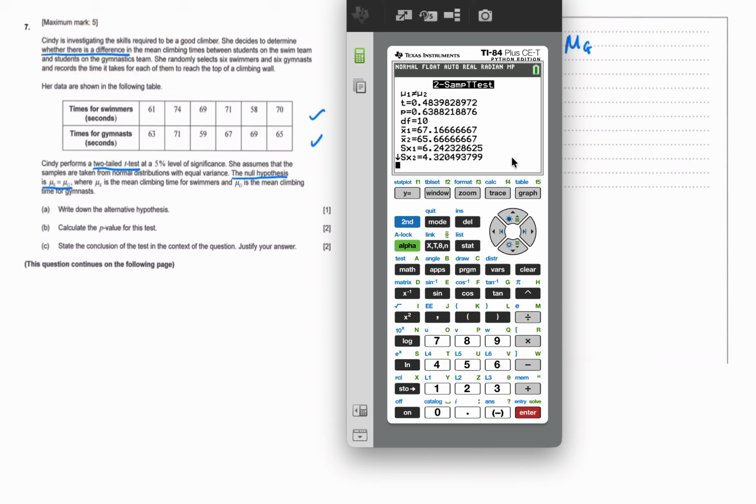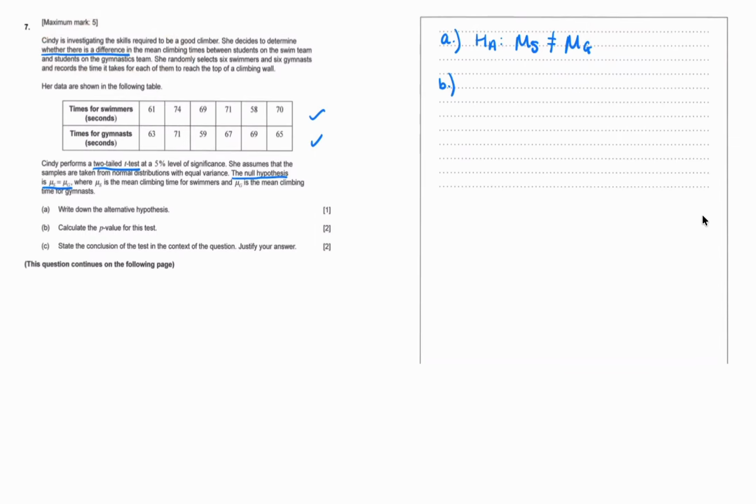So the p-value there is 0.639 to 3 significant figures. So it's this one here, 0.639. So the p-value is equal to 0.639. And then the last part says that we need to state the conclusion to the test.